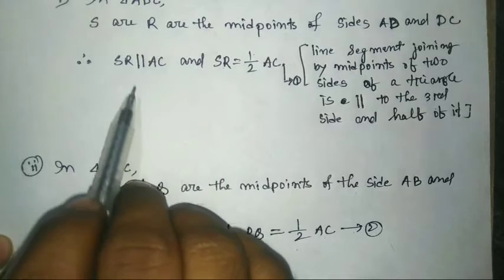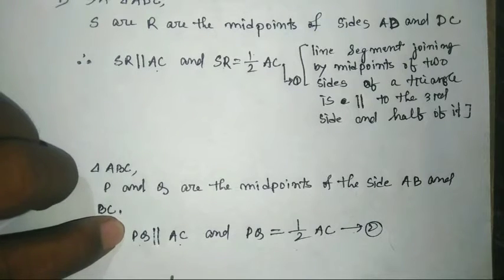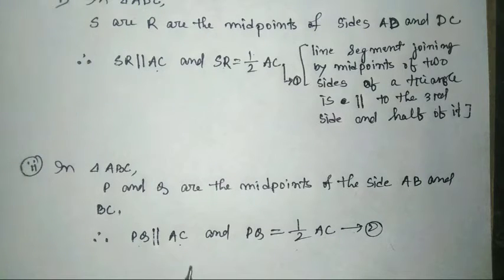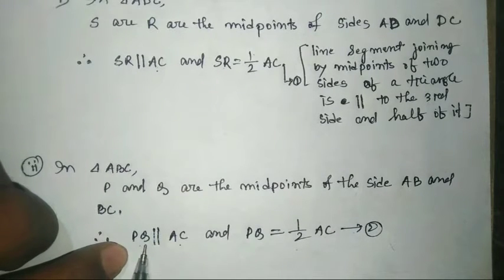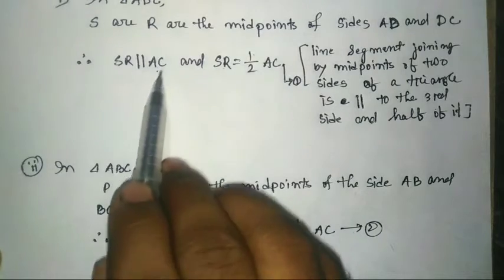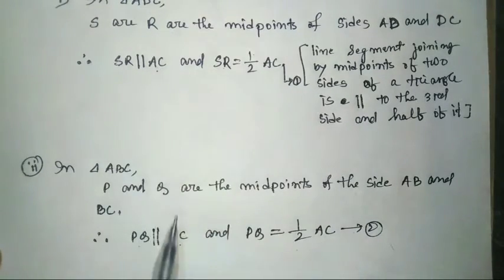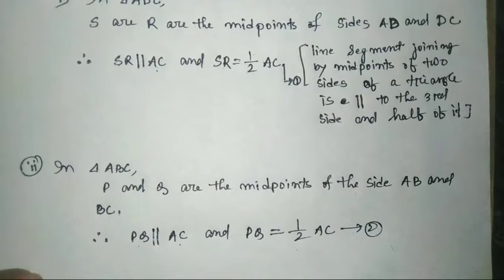Also one more thing, see, SR is parallel to AC and PQ is parallel to AC. So we can say SR is parallel to PQ also, because SR is parallel to AC and PQ is parallel to AC. That means both the sides are parallel to the same side, so they are also parallel. So we can write from 1 and 2.